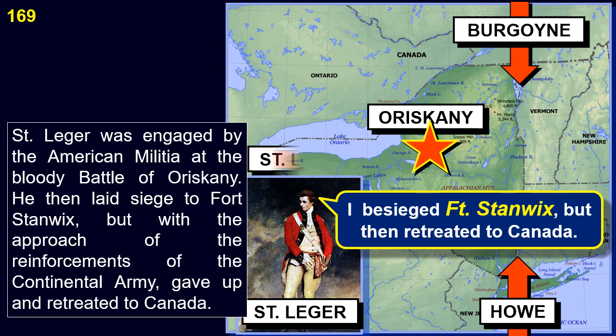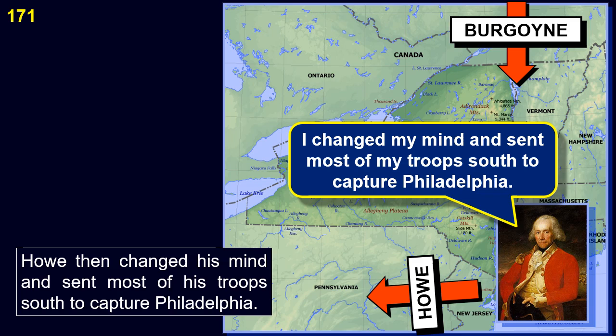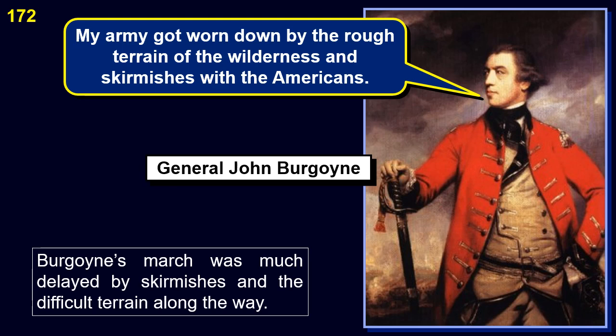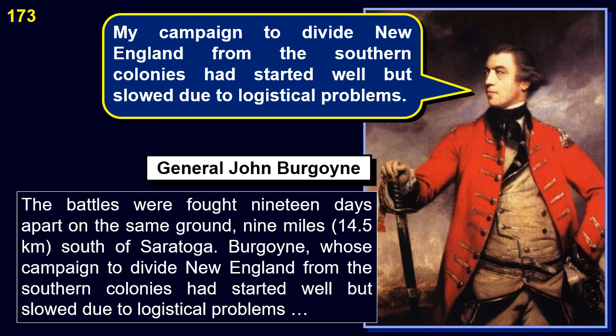The troops that were sent north were delayed by skirmishes along the way and were too late to help Burgoyne. Howe then changed his mind and sent most of his troops south to capture Philadelphia. Burgoyne's march was much delayed by skirmishes and the difficult terrain along the way. The battles were fought 19 days apart on the same ground, 9 miles, 14.5 kilometers south of Saratoga.